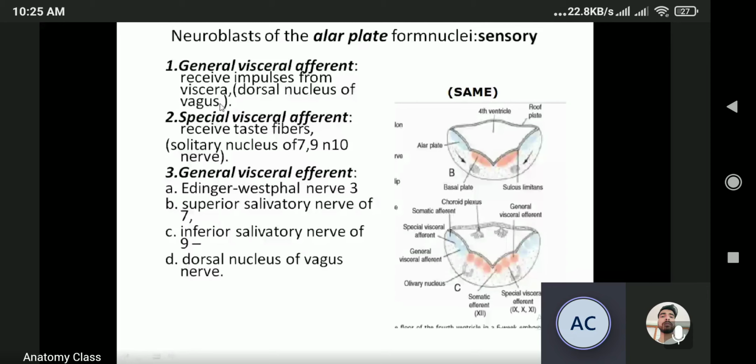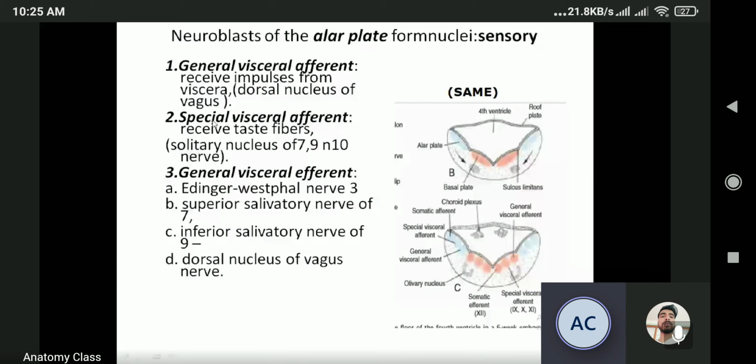Another is special visceral afferent. It receives special sensation, taste, so it is special visceral. It will come from the solitary nucleus of the 7th cranial nerve, 9th cranial nerve, and 10th. Okay, 7, 9, 10, solitary nucleus of 7, 9, 10. So you have to test sensation. It will provide special visceral afferent.